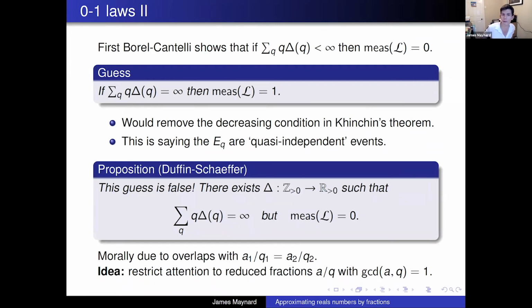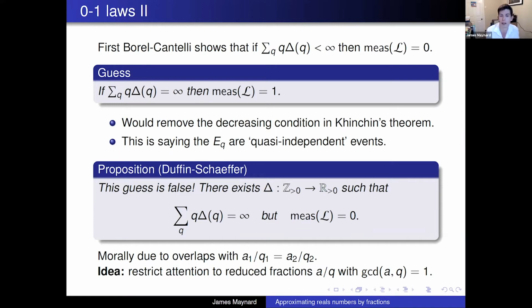So Duffin and Schaeffer in the 1940s spent a lot of time thinking about this problem, and they showed that there exists a family of different functions delta such that the sum of q delta q diverges, but nonetheless the measure of the set L of reals which have infinitely many such approximations is 0. And so this is a bit unfortunate, but if you look at their construction, then morally this is really to do with there being big overlaps between rationals with different denominators that are the same.